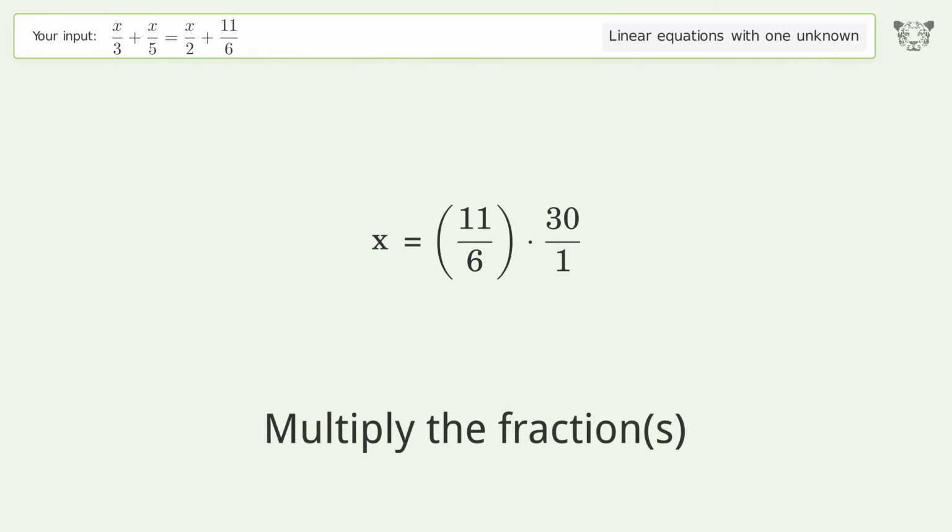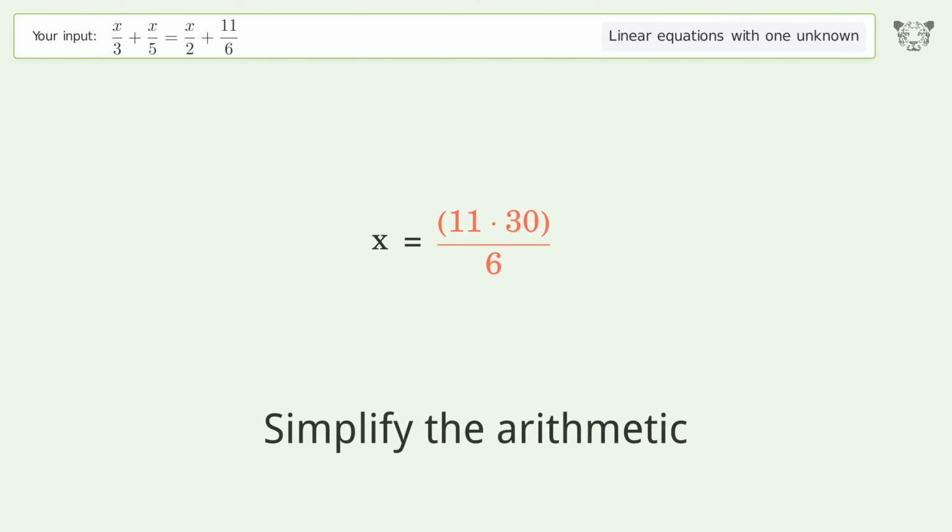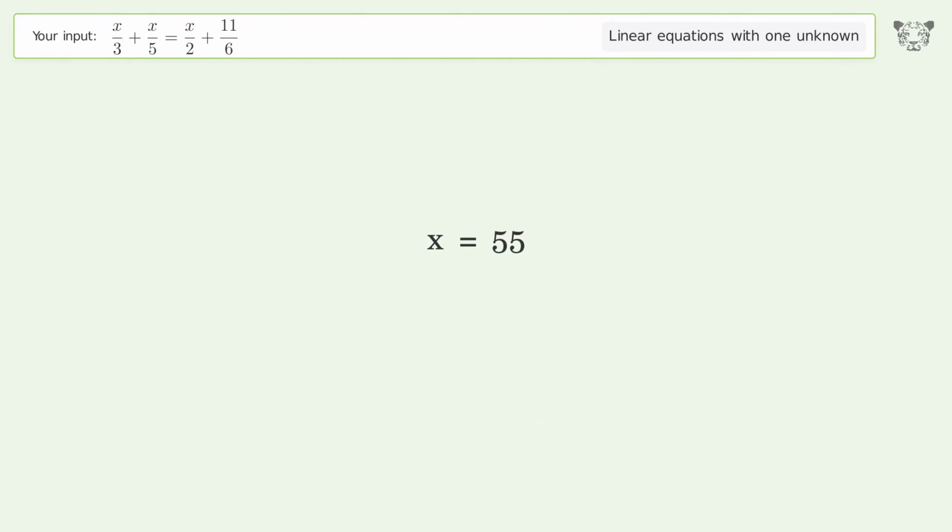Multiply the fractions. Simplify the arithmetic. And so the final result is x equals 55.